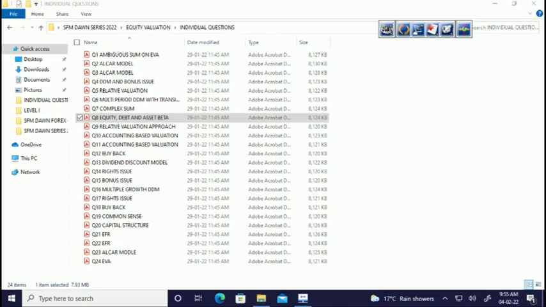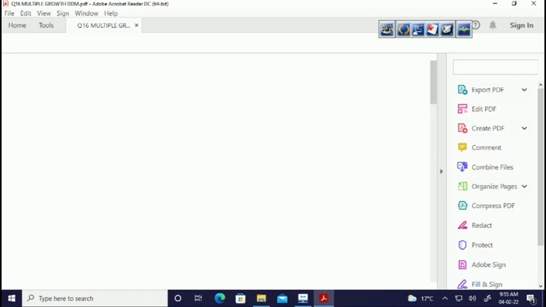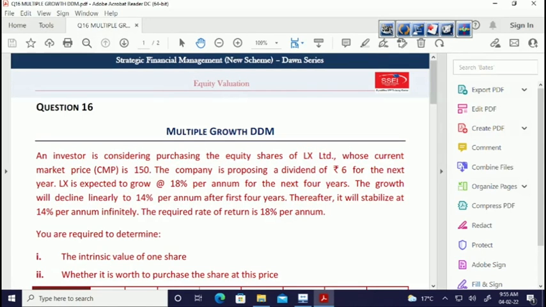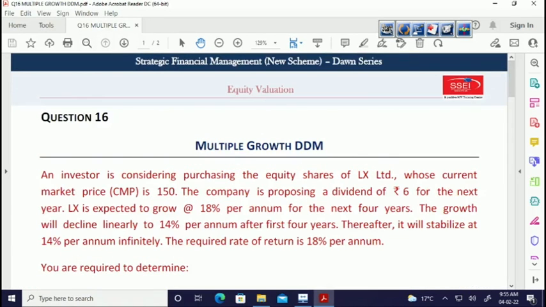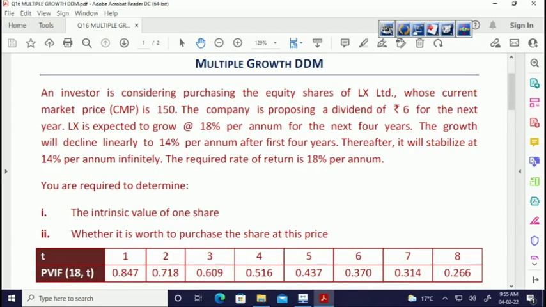So this is the sheet containing the sums. I am moving to DDM, the last sum that we left on that day. It is question number 16 on my sheet. Here we have a look at the sum. In fact, I'll say this is one of the cleanest sums on multiple growth DDM. If anybody wanted to practice through a clean sum, this is the sum. Nothing great about it. I could have left it. I just took it because I really liked the purity in this sum.